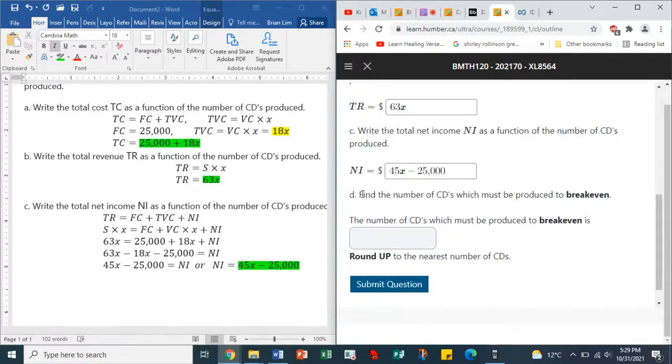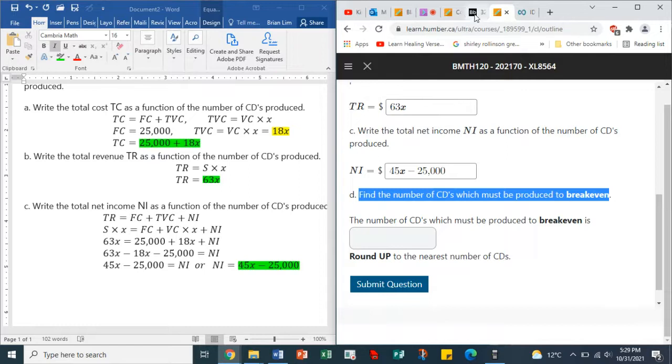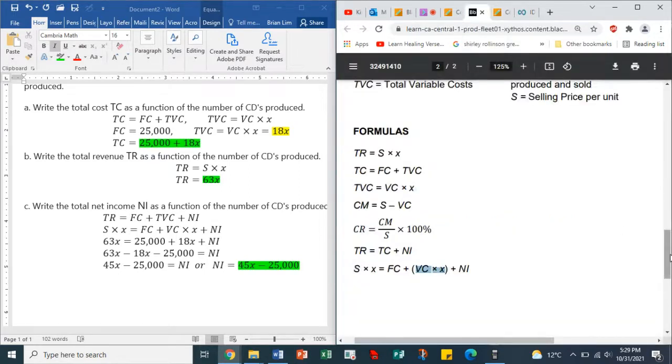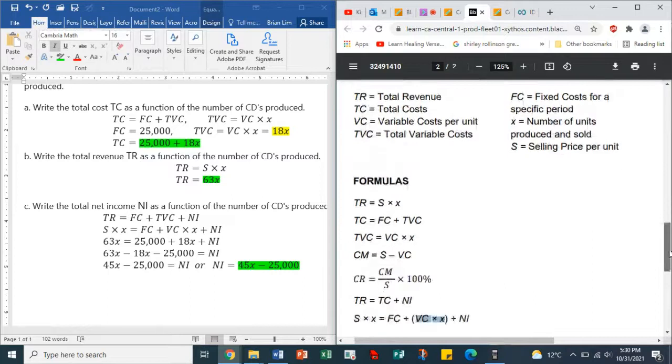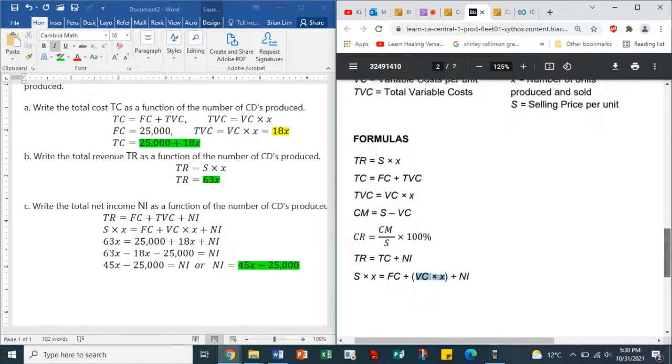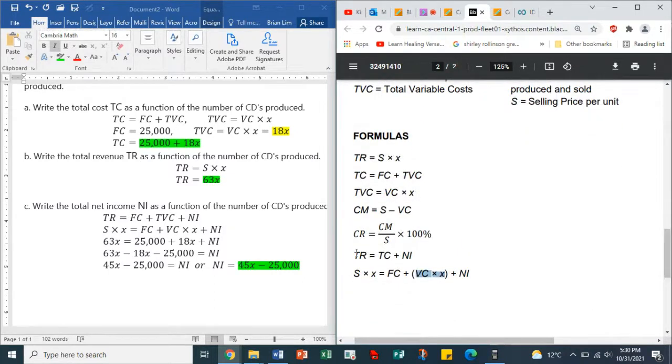Now find the number of CDs which must be produced to break even. Now this is probably a little bit of a new concept to you. So what is break even? Well, let's look at the formula sheet. Break even occurs when the total revenue is equal to the total cost. Right up here. So you had that function right here: total revenue is equal to the total cost.